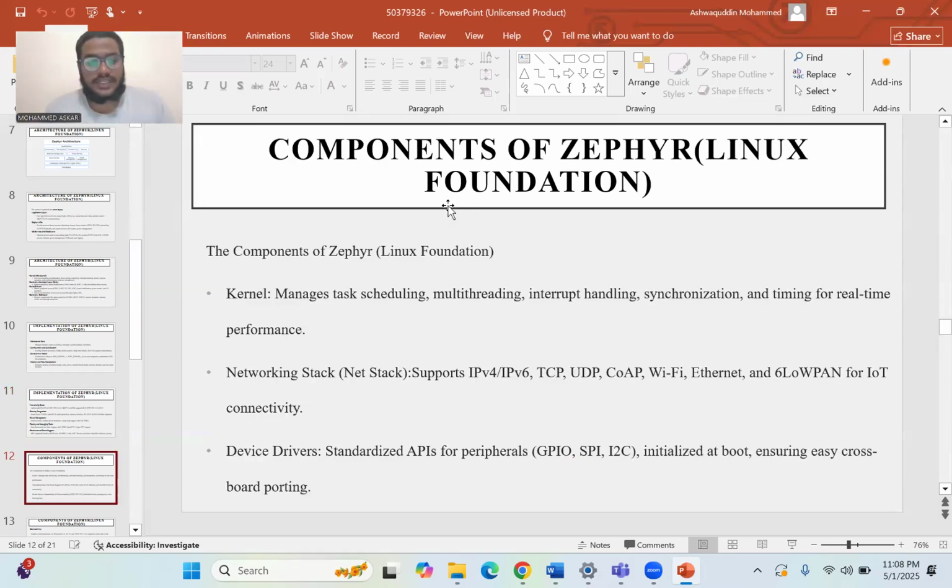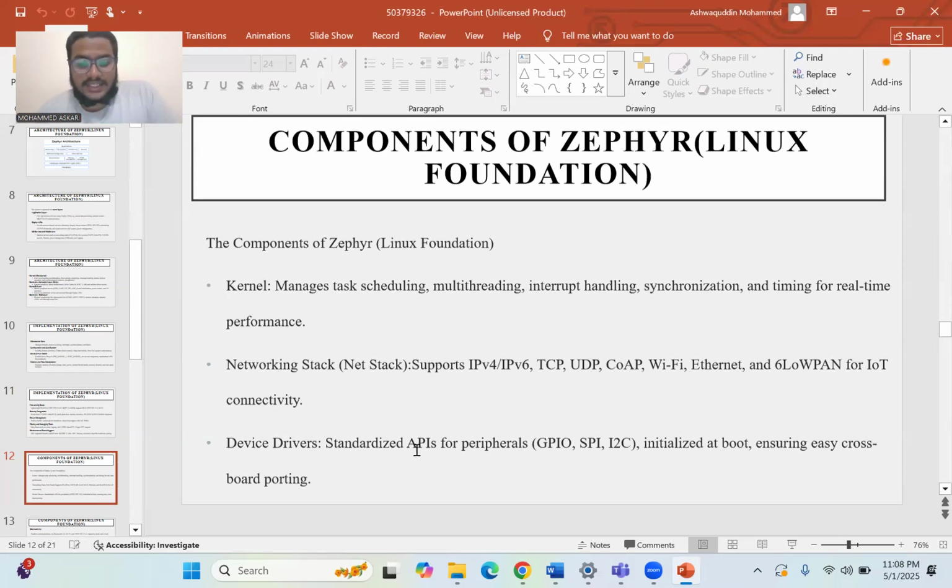Components of Zephyr, a Linux Foundation project. The kernel manages task scheduling, multi-threading, interrupt handling, synchronization, and timing for real-time performance. The networking stack supports IPv4, IPv6, TCP, UDP, CoAP, Wi-Fi, Ethernet, and 6LoWPAN for IoT connectivity. Device drivers include standardized APIs for peripherals such as GPIO, SPI, and I2C, initialized at boot, ensuring easy cross-board porting.